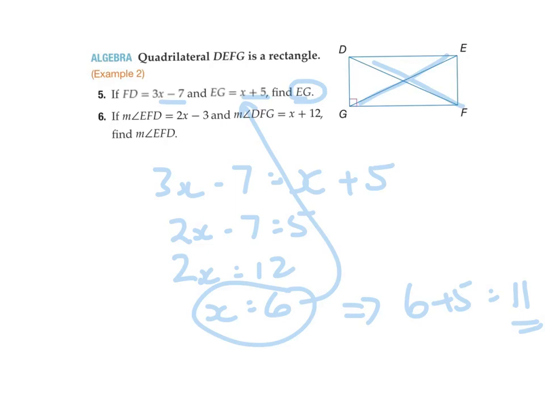Is it worthwhile putting it into the other one? Absolutely. 3 times x minus 7 is 3 times 6, which is 18. 18 minus 7 is also 11. Quick check, it proves that your algebra is correct.